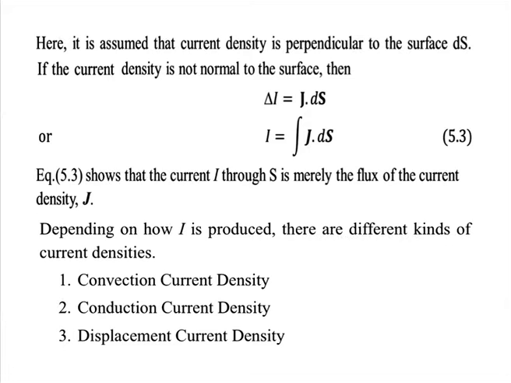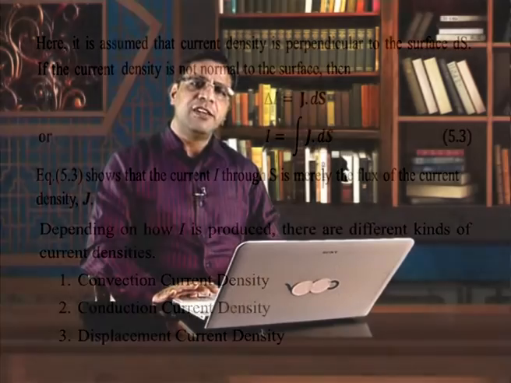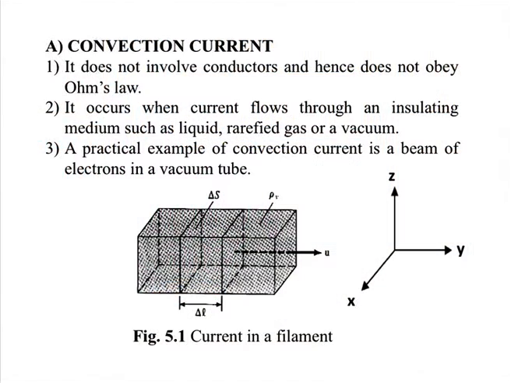Now, depending on how current is produced, we have three different current and current densities. First is the convection current, second is the conduction current, and the third is the displacement current. In this program, we shall be talking about the first two currents. First of all, we take the convection current.